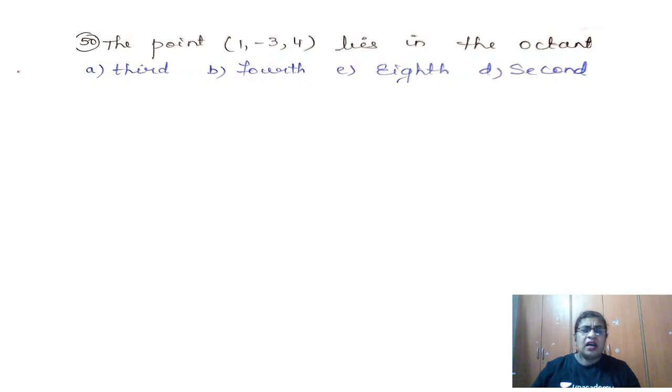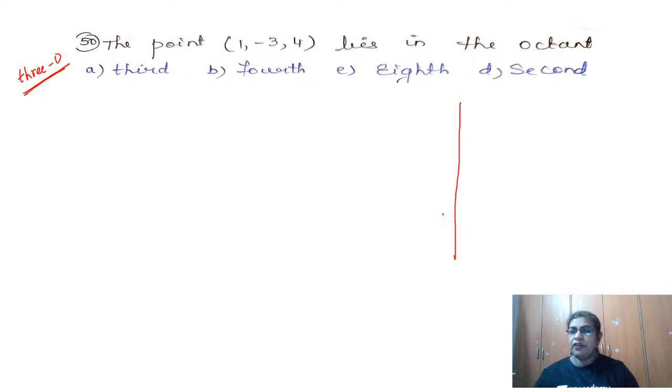This is the concept of three-dimensional geometry. If you remember, in your first PU portion, which octant the point lies in comes in the first PU. So how to find out? I have a trick for you. Just look at the trick and you will get this answer.